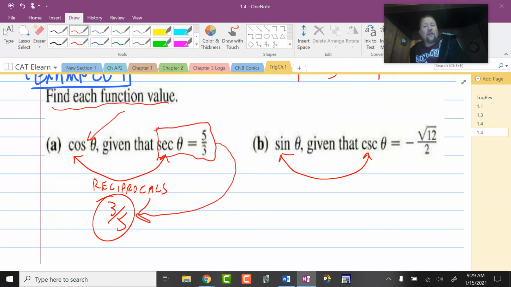I'm stalling because I've got a little bit more to talk about: rationalizing, simplifying. That also comes back big time with trig because you deal with a lot of radical side measures. You have to rationalize and simplify.